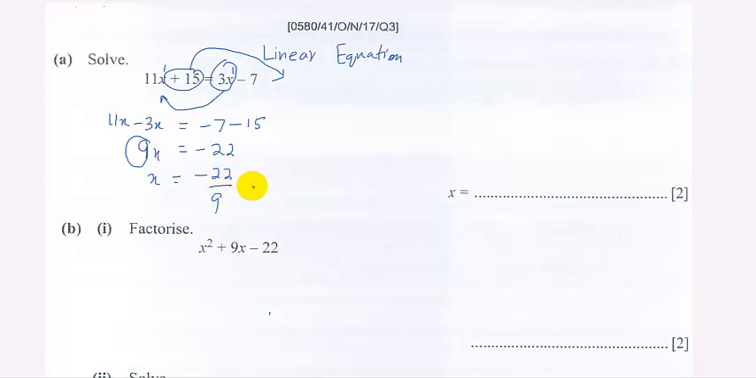And now 9 2s are 18, 4 over 9. So this answer is in the mixed number. So this is the final answer.